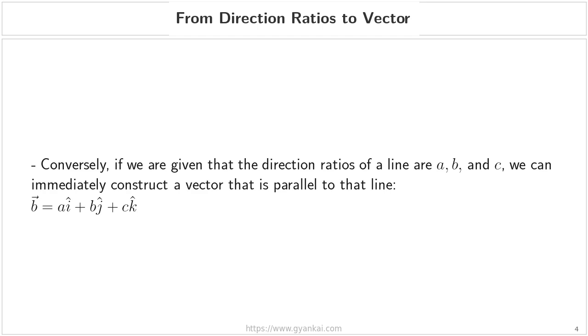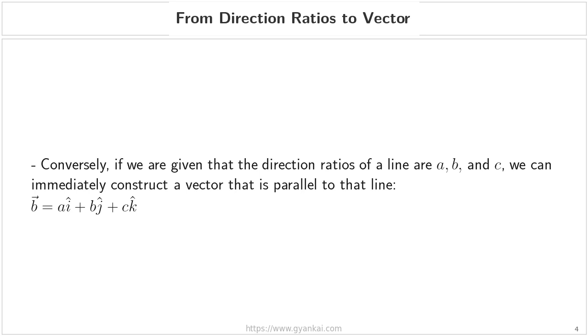From direction ratios to vector. Now let's look at this concept from the opposite perspective. In the previous slide, we learned how to extract the direction ratios from a given vector. But what if the situation is reversed? Suppose you are working on a problem where you aren't given a vector, but you are simply told that the direction ratios of a line are a, b, and c in this case.